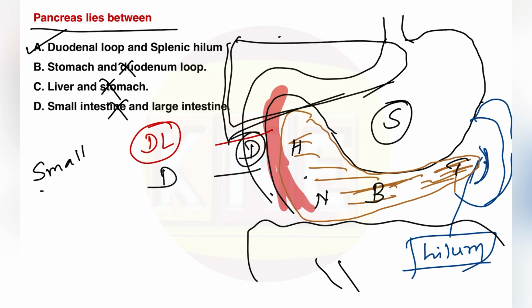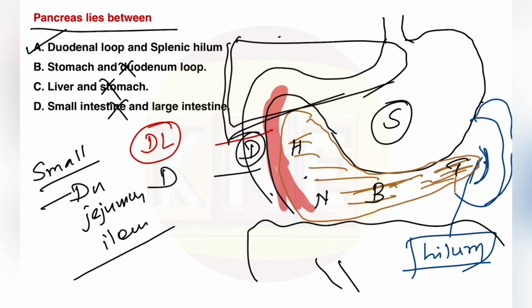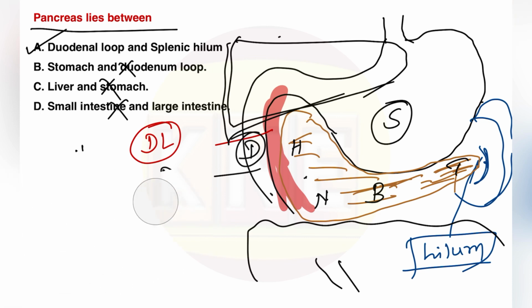The duodenum is part of the small intestine, and then the jejunum will come, and the last one is the ileum. So the duodenum, jejunum and ileum are the parts of the small intestine, where most of the absorption and most of the digestion occurs.